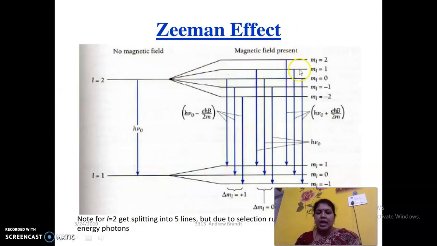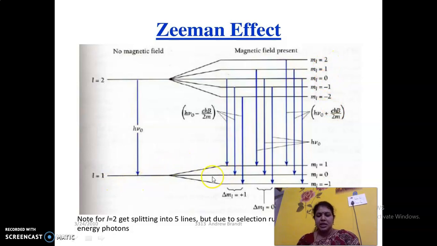Now, you can explain this Zeeman effect beautifully with the help of this spectral diagram. When there is no magnetic field, the transition between two states, namely L equal to 2 and L equal to 2, is a direct transition. You get a single spectral line. But in the presence of magnetic field, what happens? L equal to 2 gets split into 5 different states running from minus 2 to plus 2 through 0.